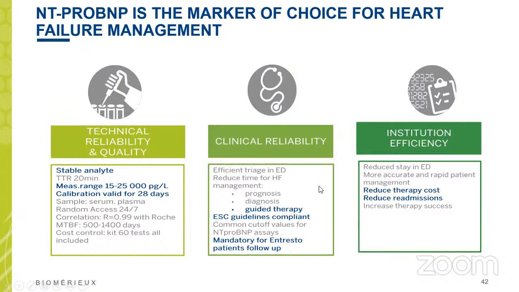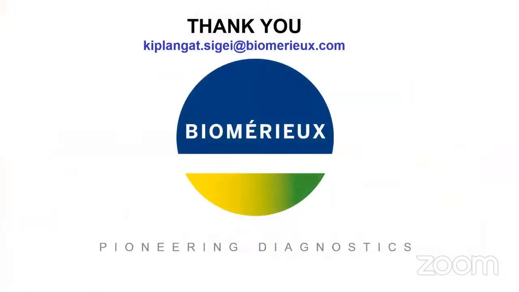You can't avoid it. At the institutional level, you're able to reduce the stay in the casualty, so you can convince the people who run the A&E that if they were to do NT-proBNP, they'll not be wasting time looking at just the clinical picture of the patient. They're able to quickly rule in and rule out. More accurate and rapid patient management, reducing the cost of therapy, reducing readmissions, and of course, increasing the success of therapy. And I think with that, that should be my last slide.